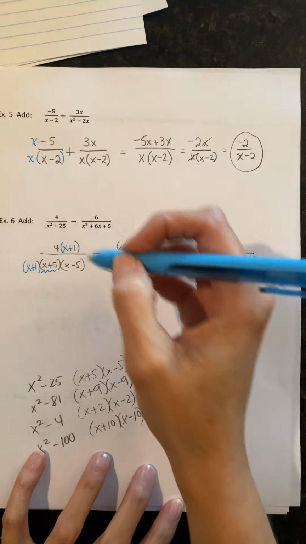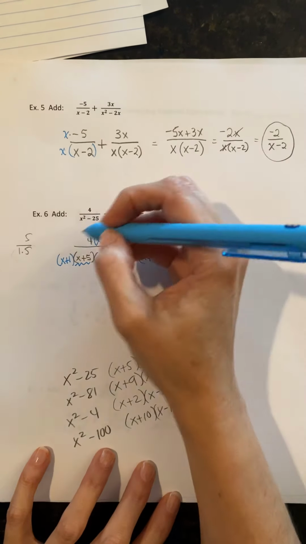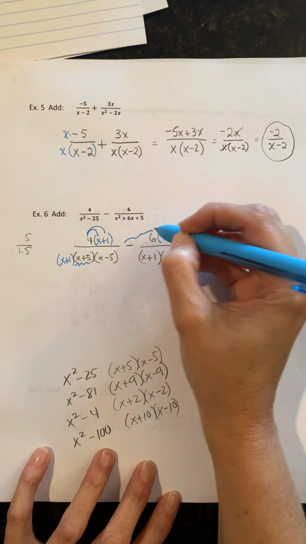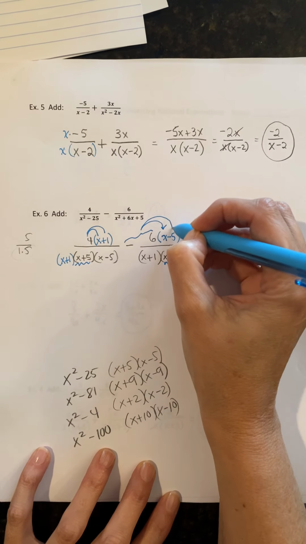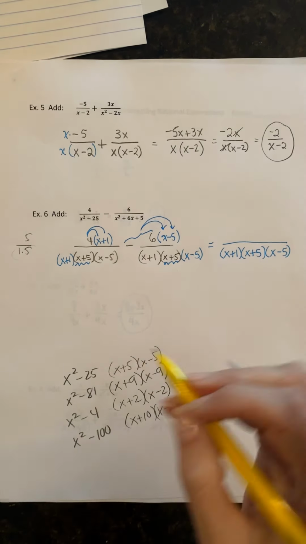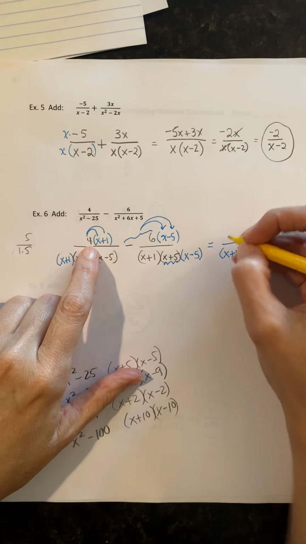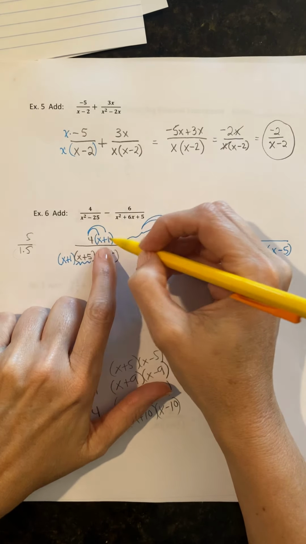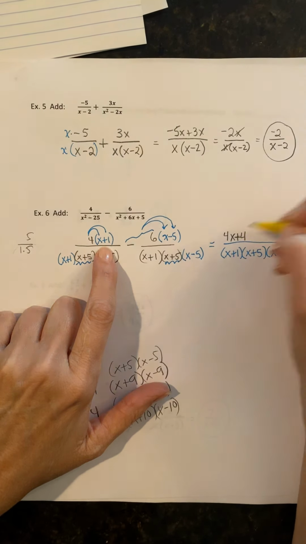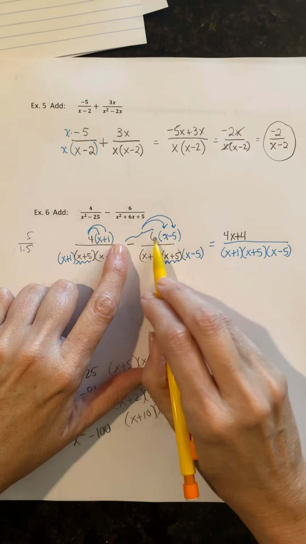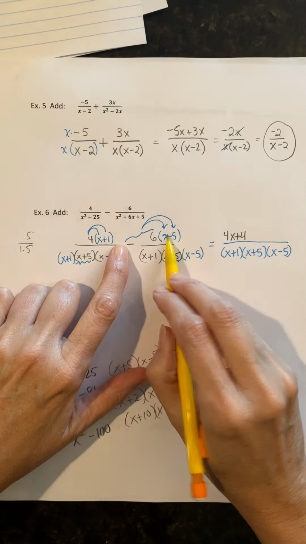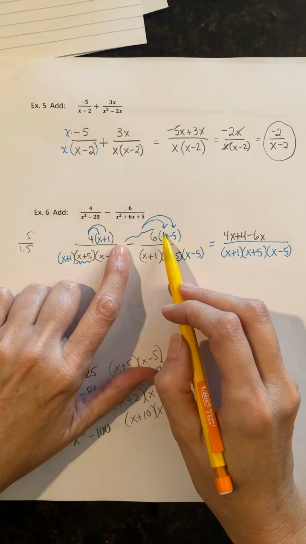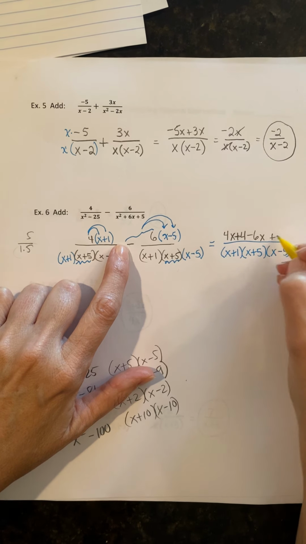And then here on the top, we're going to distribute the 4. We're going to distribute this, be careful about. We're distributing the negative 6. So we have to be real careful there. So 4 times x is 4x. And then 4 times 1 is 4. And then negative 6. See, that minus goes with that 6. Be careful here. Negative 6 times x is negative 6x. And negative 6 distributed to negative 5 is positive 30.